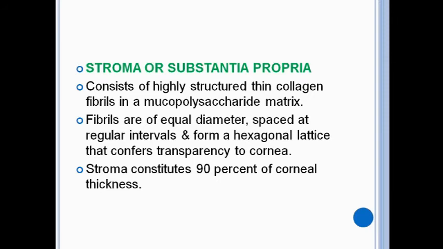The third layer is your stroma or substantia propria. So what does this stroma consist of? It consists of a matrix wherein there are thin collagen fibers. The fibrils are of equal diameter and are spaced in a regular lattice, which confers transparency to your cornea. The stroma constitutes about 90 percent of corneal thickness.